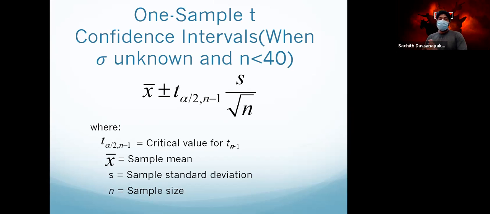So it is very similar to Z intervals. The only difference is here you have T instead of Z. So this piece, T alpha over 2, n minus 1, we call the critical value for T n minus 1. This n minus 1 means degrees of freedom. Alpha over 2 is the probability value.